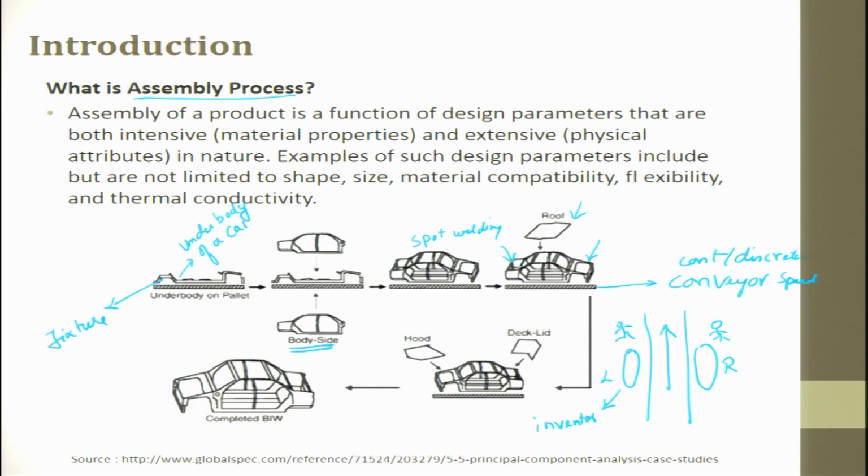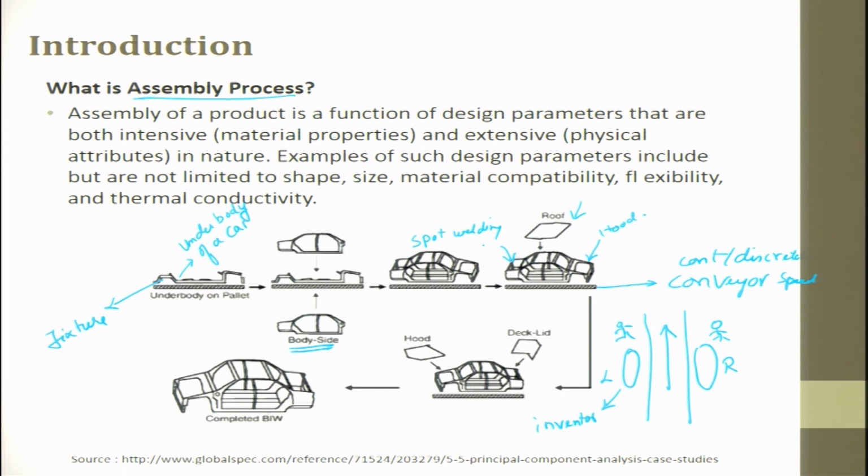So, you can see these three parts come and get filled up, or here it is only the roof, and then the conveyor keeps moving to the next station, where the deck lid is put and the hood comes on the top. So, the hood comes here.